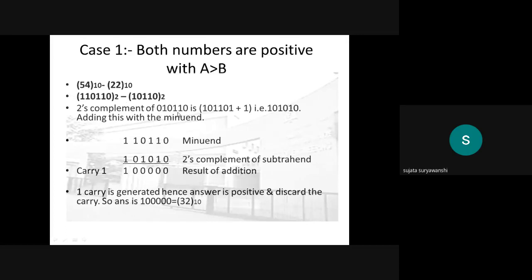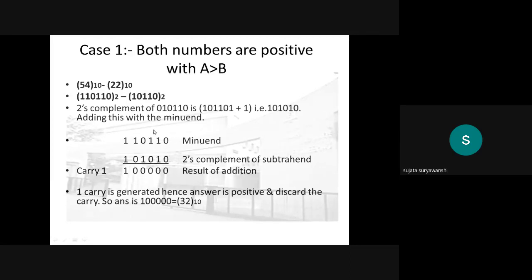0, 1, 0, 1, 1, 0. This is the magnitude of 22. Find out the 2's complement of 22 here. Start with this 0 as it is, then 1. Write down the first one as it is and alter the remaining bits. That is 0, 1, 0, 1 means 1, 0, 1, 0. This is the 2's complement of 22, that is minus 22. After getting the 2's complement of 22, just add it into 54.